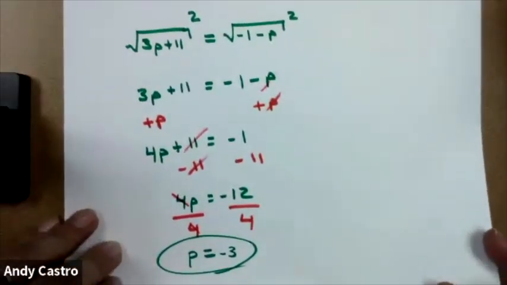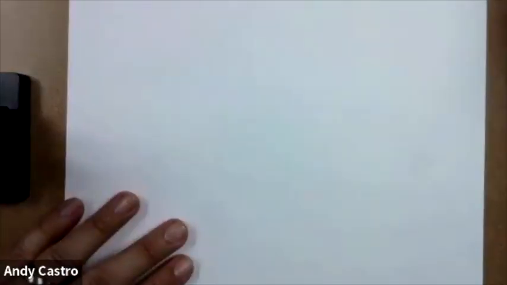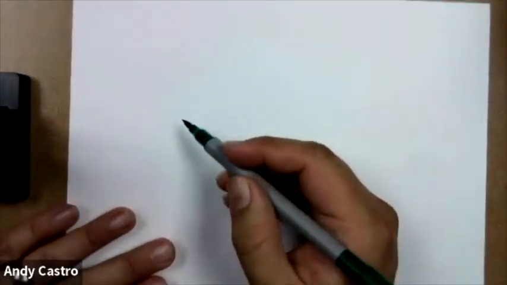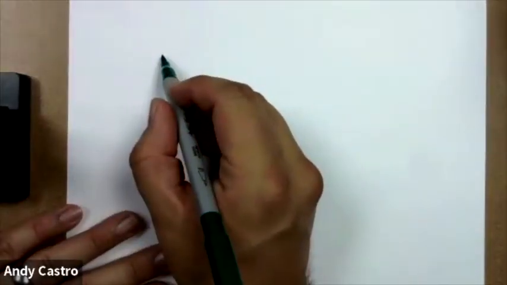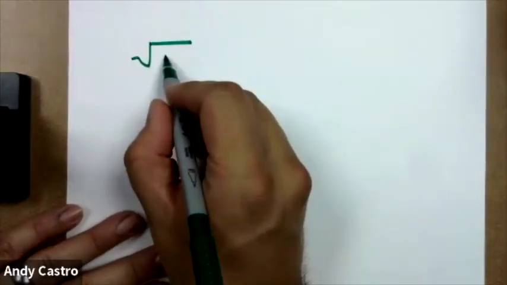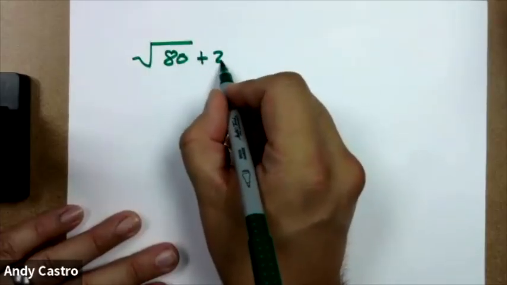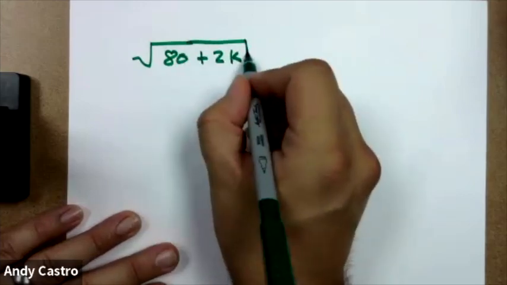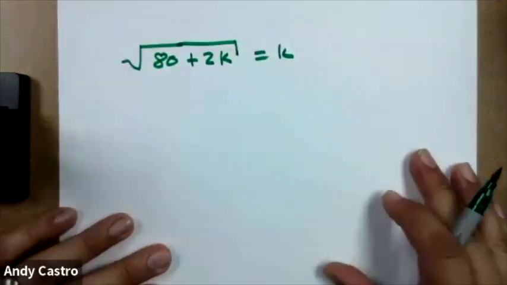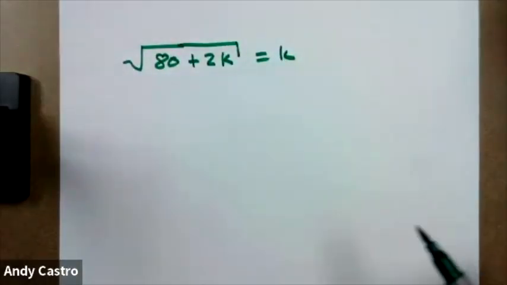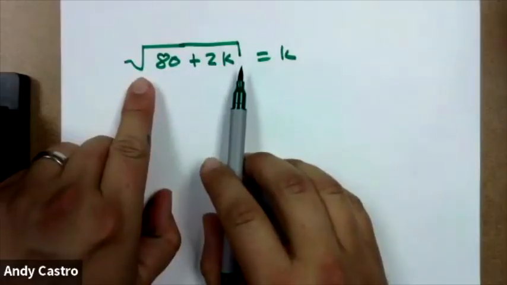All right, so let's do another, more complicated one. Here we're going to do the square root of 80 plus 2k is equal to k. And the reason why this one's going to be a little bit more involved is this is actually going to yield a quadratic. Okay, so I have everything under a radical here on the left.